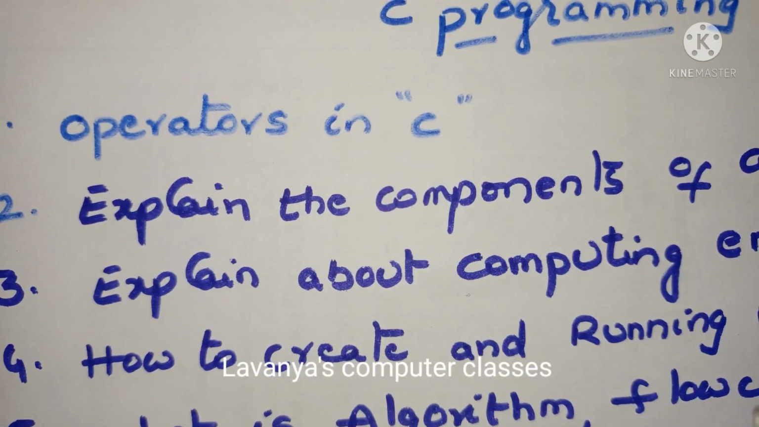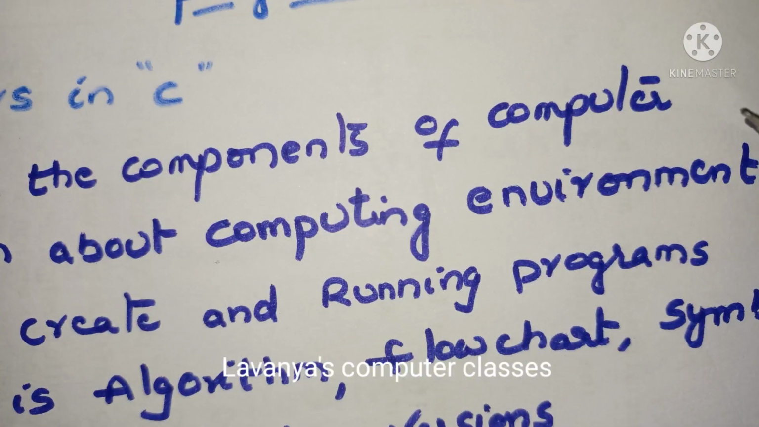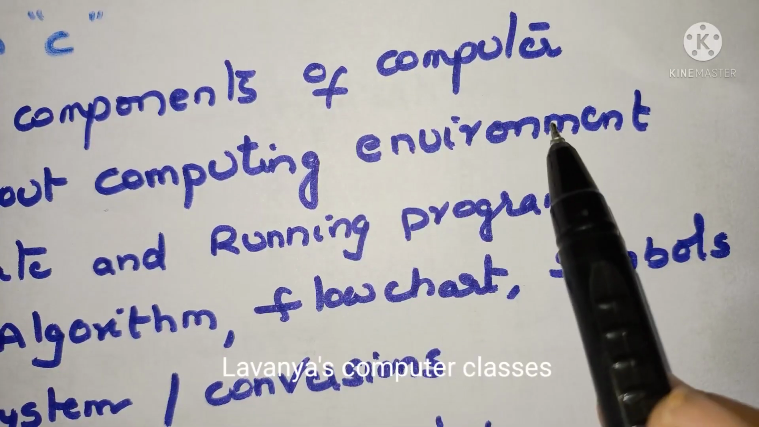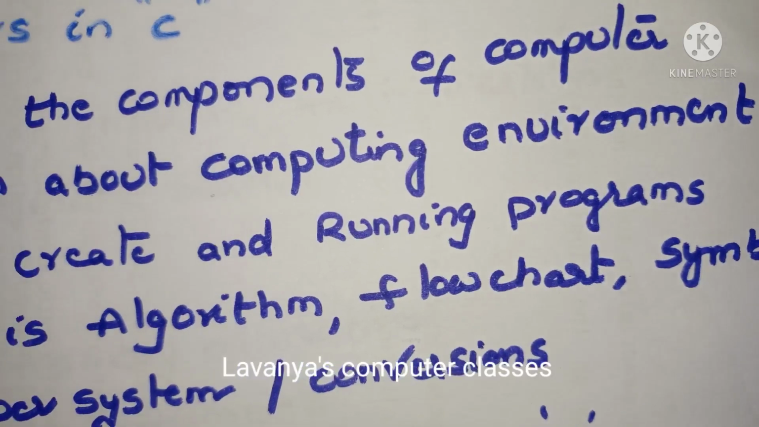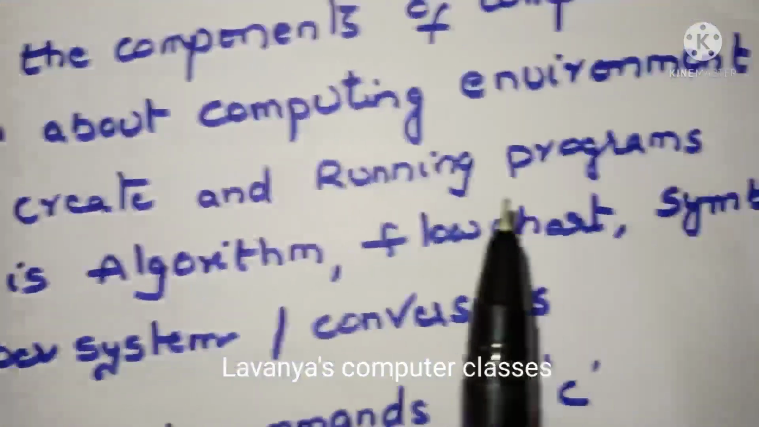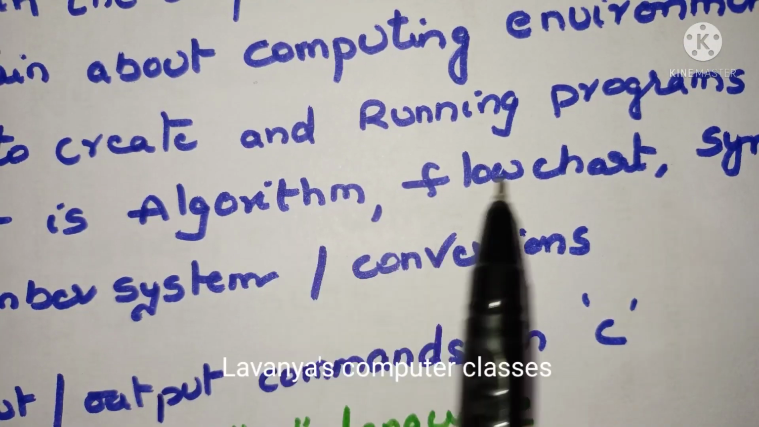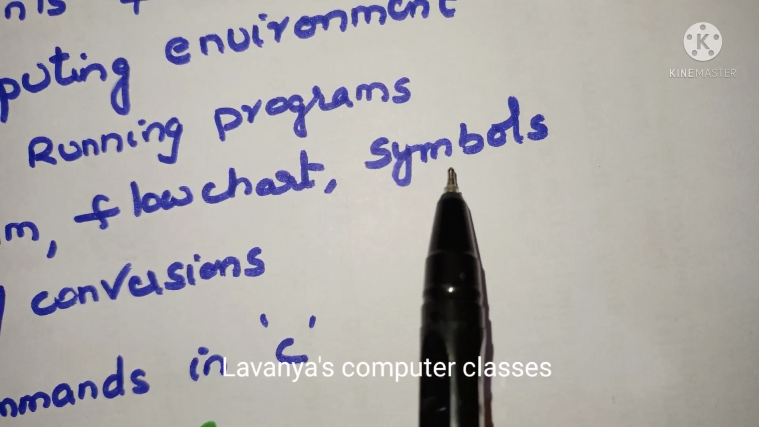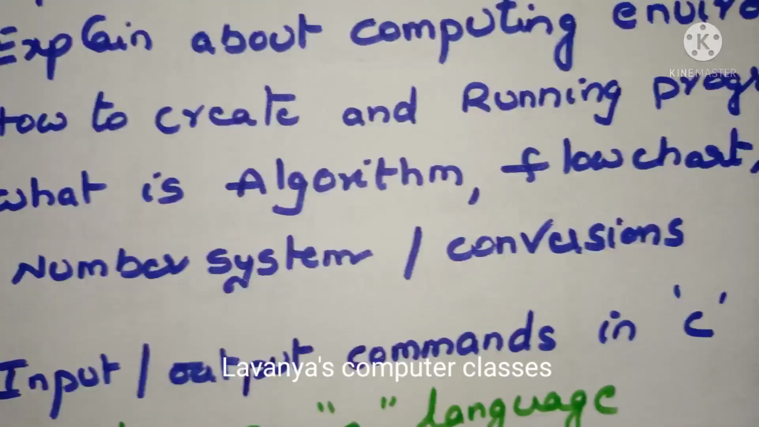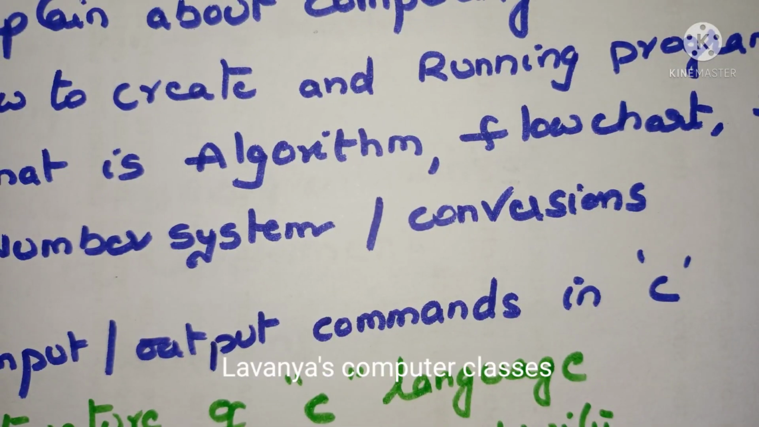So first question is explain the components of computer. What is a computer? Components of a computer is an important question. Explain about computing environment. That is also an important question. How to create and run programs in C language. And an important question is what is algorithm, flowchart, and explain the symbols used in flowchart with any one example program. And what is the number system and conversions, decimal to binary, binary to decimal.